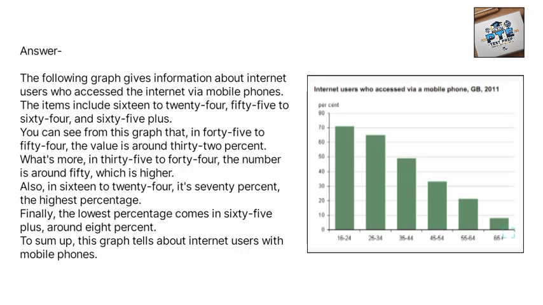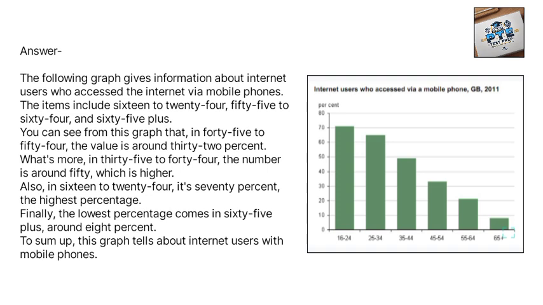The following graph gives information about Internet users who access the Internet via mobile phones. The items include 16 to 24, 55 to 64, and 65 plus. You can see from this graph that in 45 to 54, the value is around 32%. What's more, in 35 to 44, the number is around 50, which is higher.